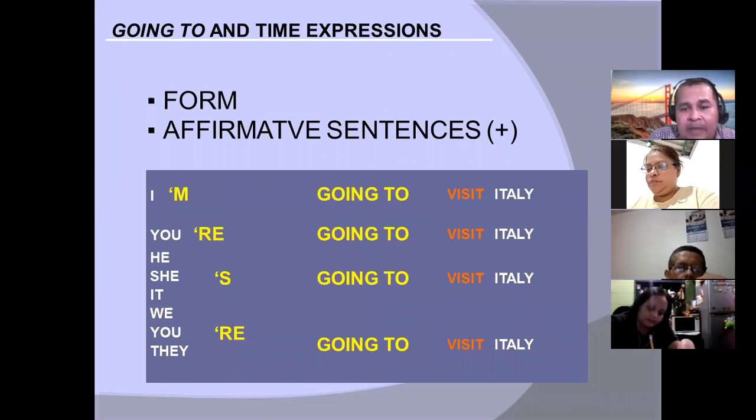What is my plan for the future? I am going to buy a house. I am going to travel to Canada. I am going to buy a new cell phone, etc. So in this moment, we express specific plans for the future.